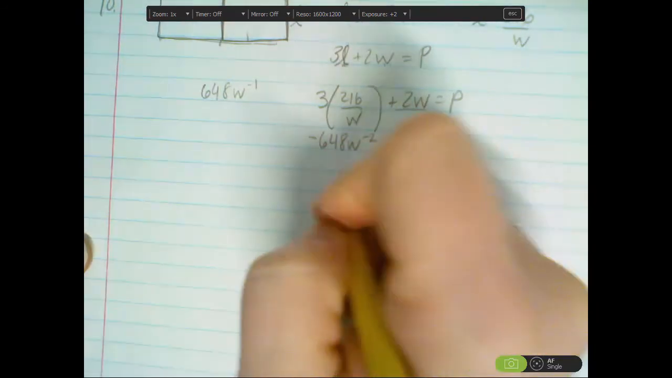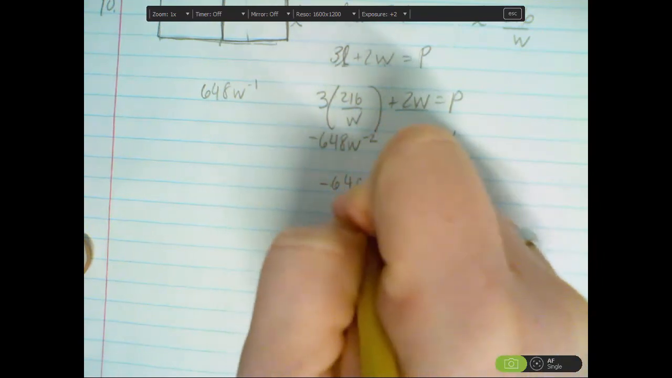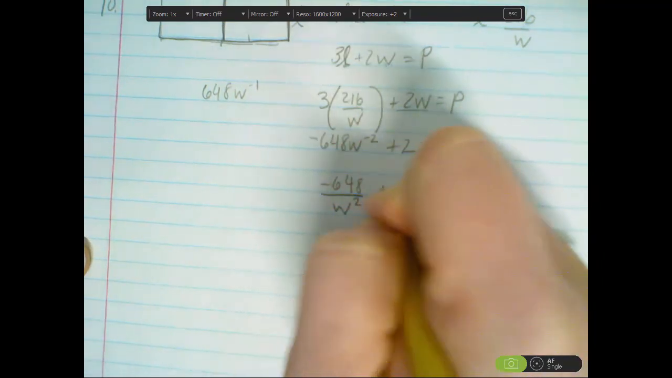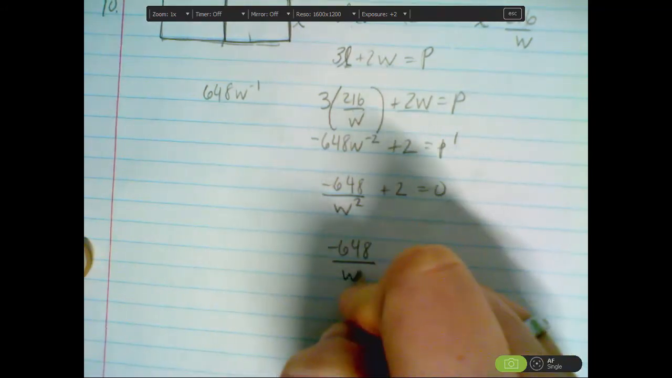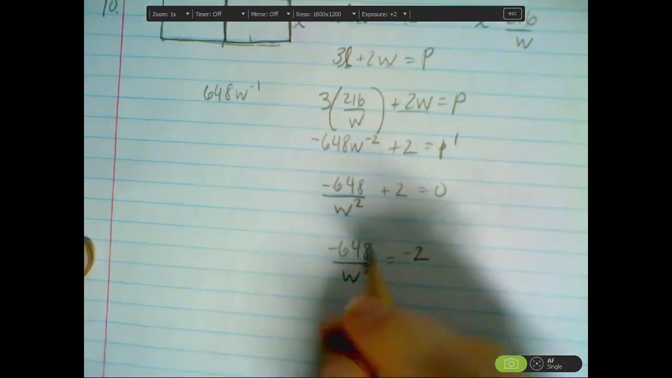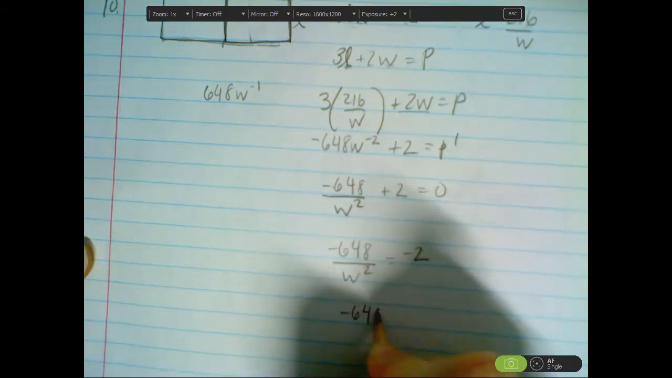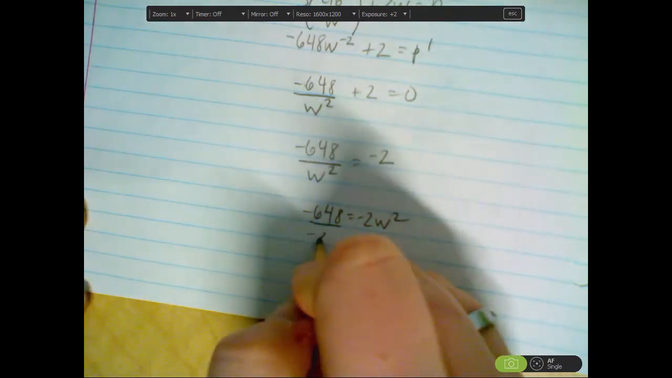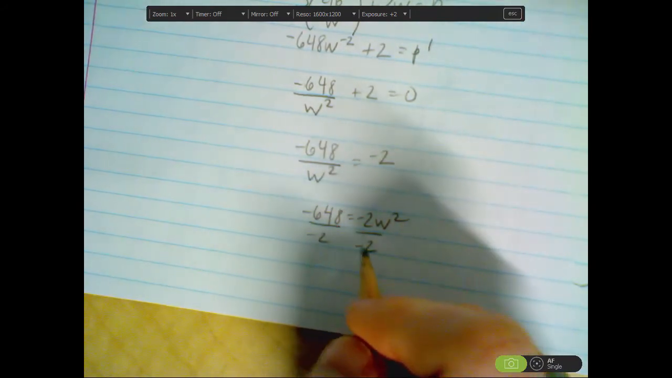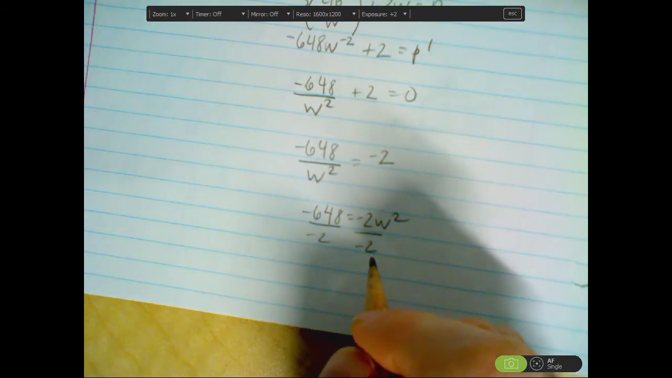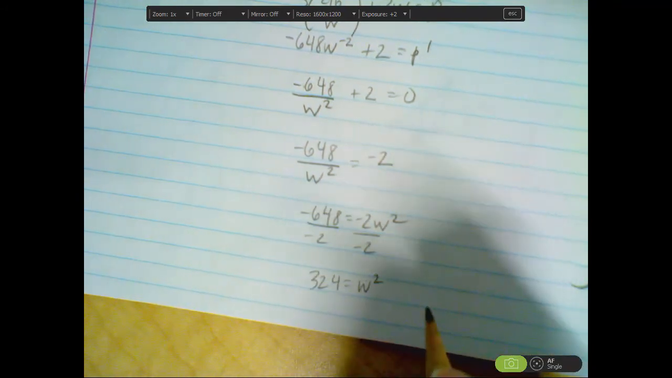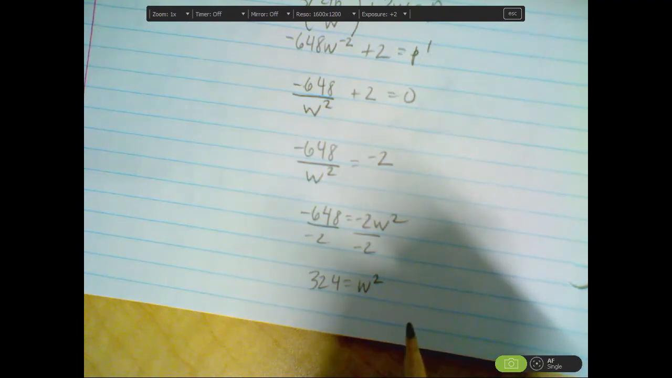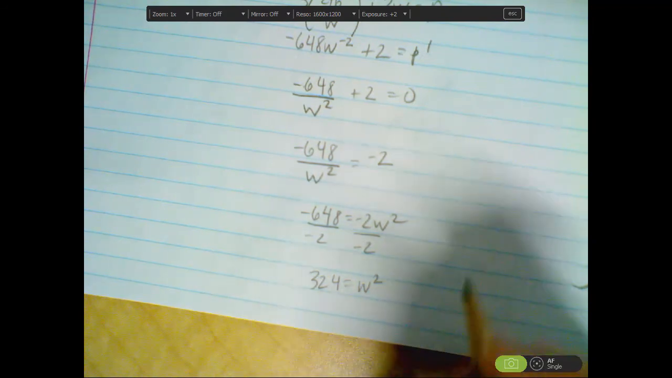And we want that to equal 0. So I want negative 648 over W squared plus 2 to equal 0. Negative 648 over W squared equals negative 2. Multiply both sides by W squared. Divide by negative 2. W squared equals 324. And W equals 18.